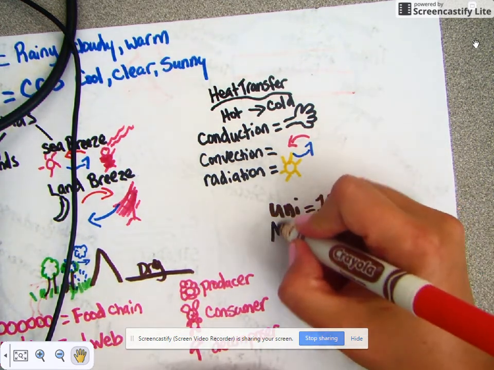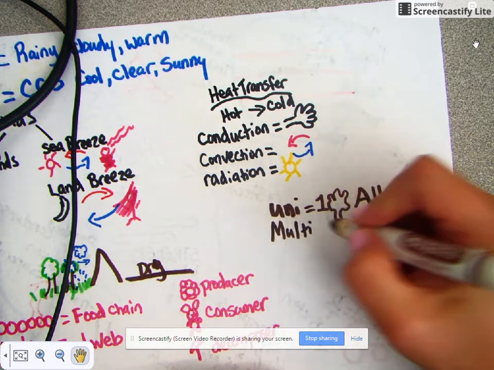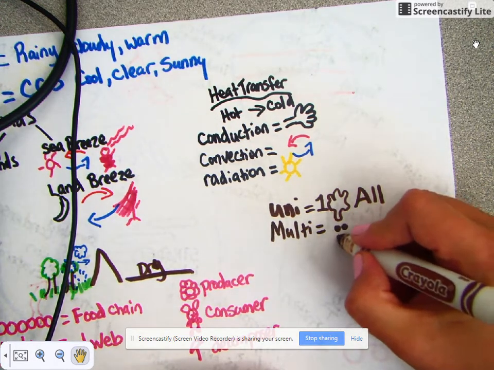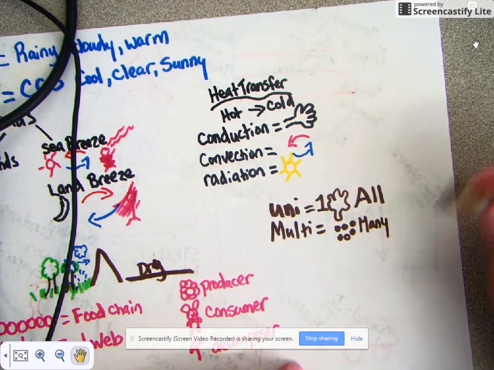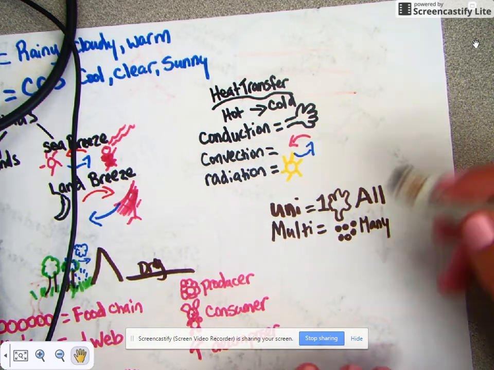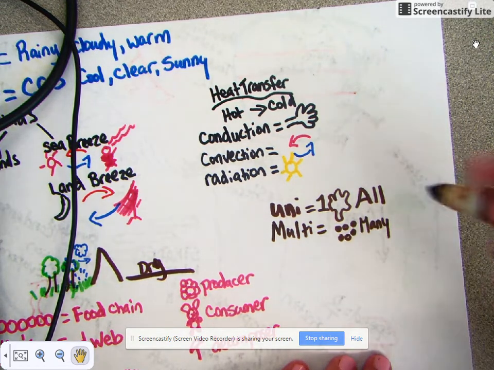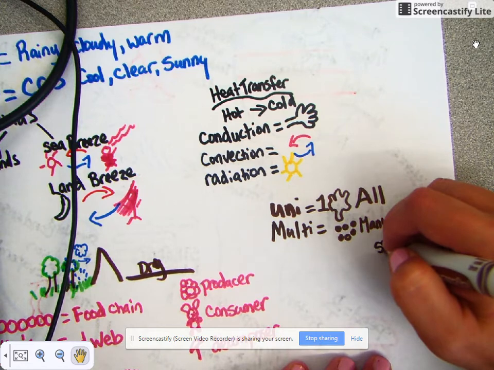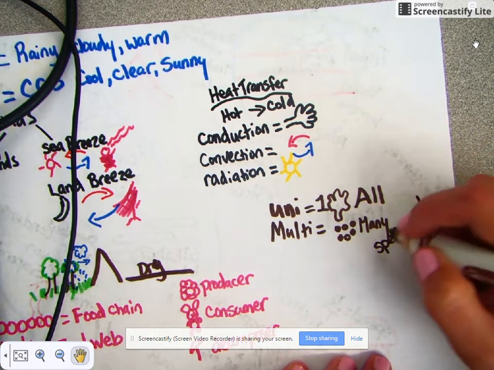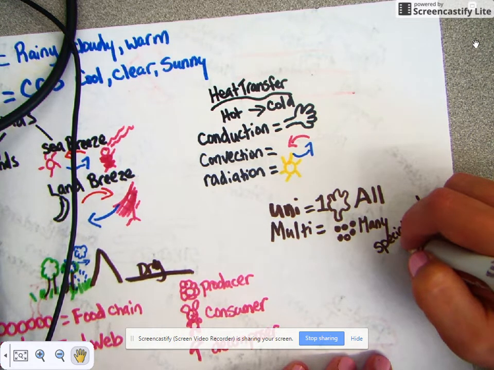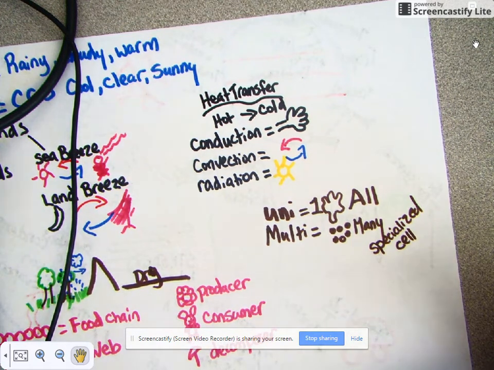Let's do multi. Multi equals many. A multicellular organism has many cells that have specialized functions. The cells that you have for your skin are going to be different than the cells that help your heart. Okay, they don't always work together.